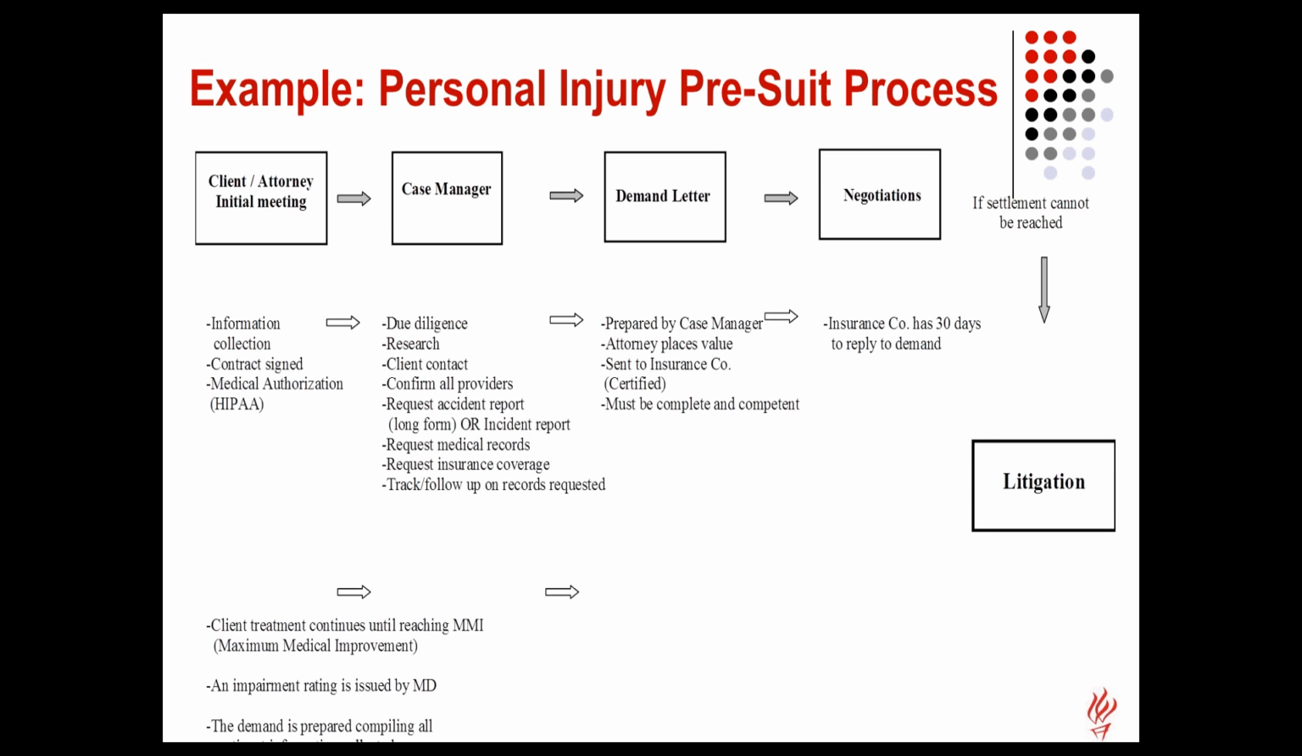So here's the first one. This is an example of a personal injury pre-suit process. Now, I really like this one because it shows the initial client meeting, case manager, demand letter, negotiations, and litigation. And it goes through the process. Typically, when I did plaintiff's work, this was probably a 9-month to a year process. This would be really powerful not only for training staff, but also telling clients, this is how the process works, this is how come the process takes so long, this is step 1, step 2, step 3, step 4. So this is really, really powerful.